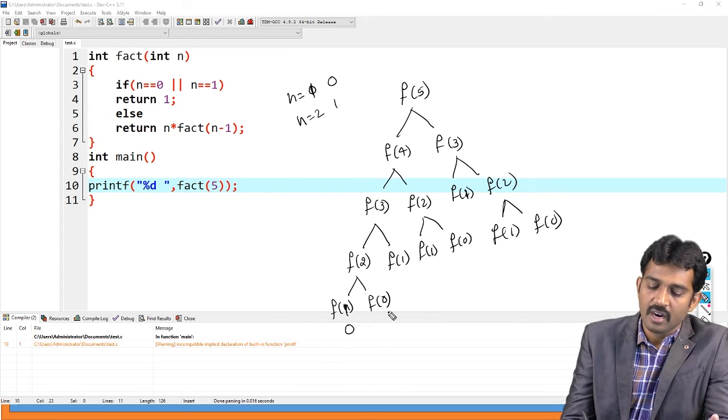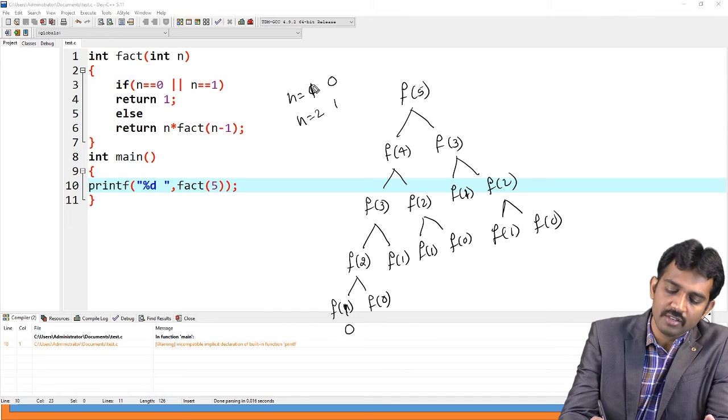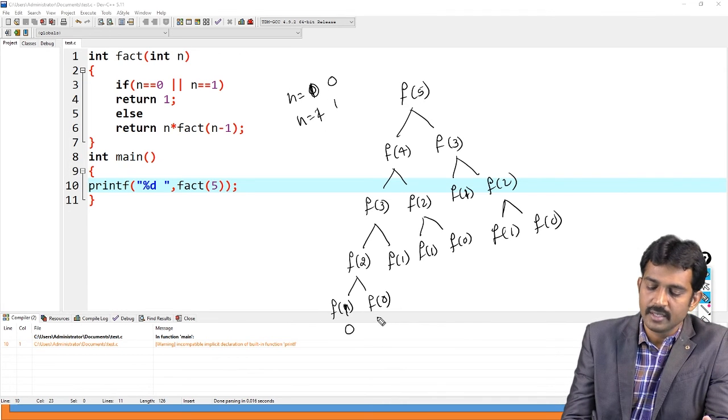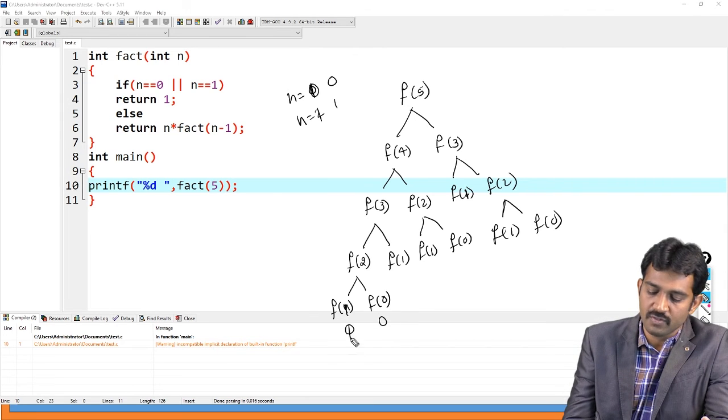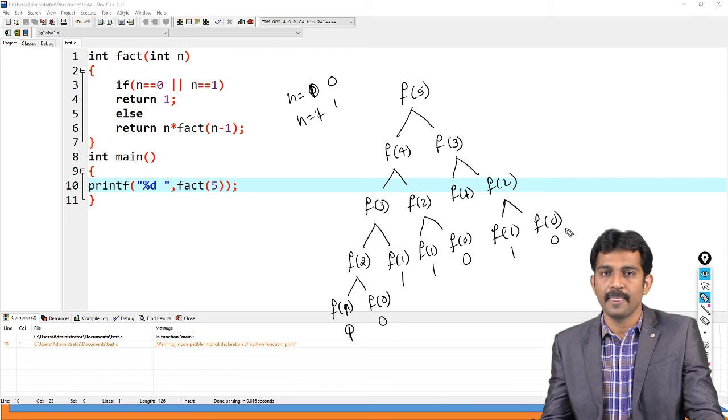You can take the minus 1 also, that is not a big issue. So the n value is 0; you can start with 0 also. F of 0 means the value is 0. F of 1 means 1. So 1 means 1, and 0 means 0.